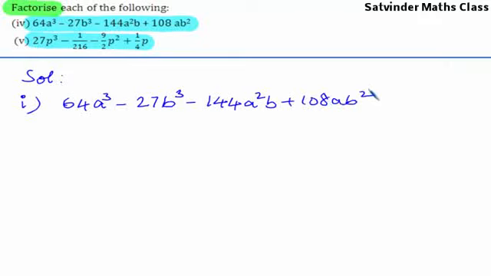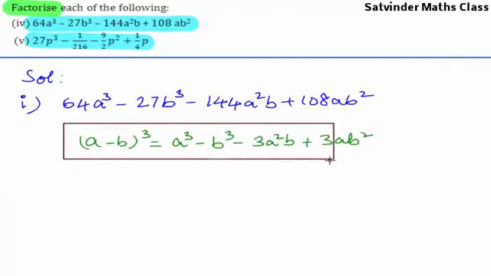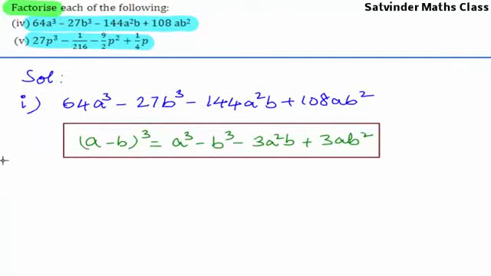108ab square. Before factorizing this, let us recall the identity a minus b whole cube is equal to a cube minus b cube minus 3a square b plus 3ab square. This is an important identity that you need to remember. Now let us factorize the given polynomial. Now 64a cube can be written as 4a whole cube.